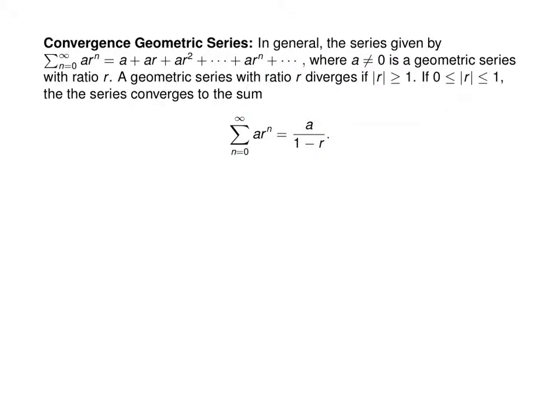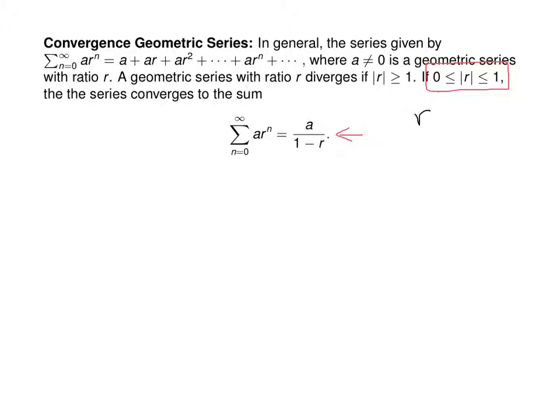Another common series is a series called a geometric series. And in order to make this formula work out a little bit more nicely, we're going to start this series at 0. So we have the sum from n equals 0 to infinity of a times r to the n, which is a plus a times r plus a times r squared, etc., where a is not equal to 0. This is called the geometric series with ratio r. And we are going to prove that if the absolute value of r is between 0 and 1, this series converges to this particular formula.